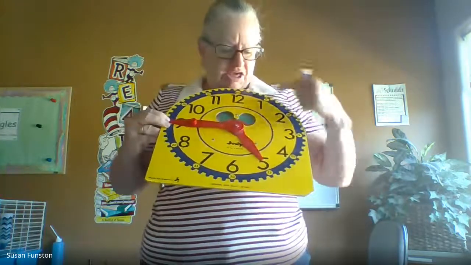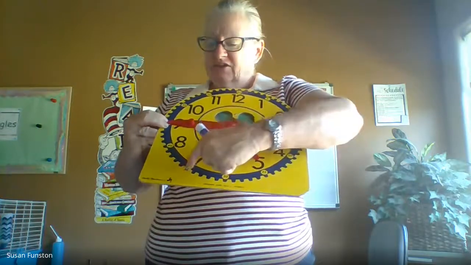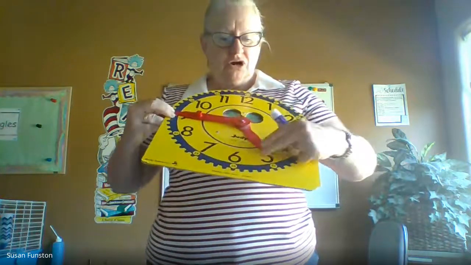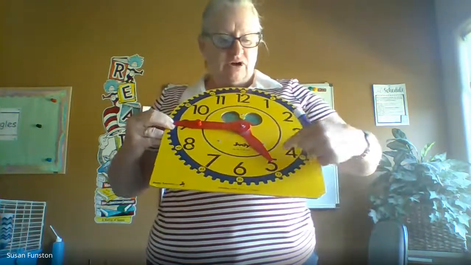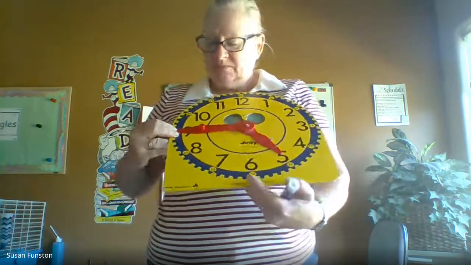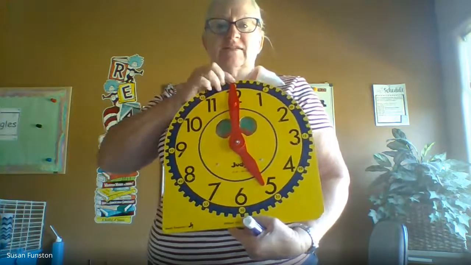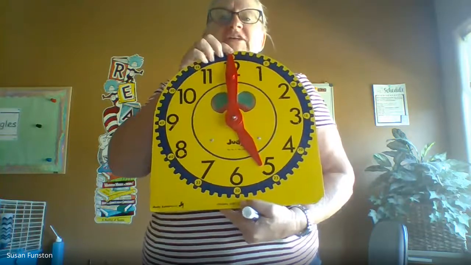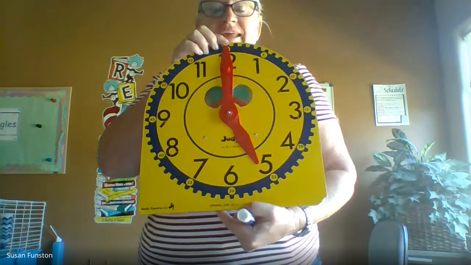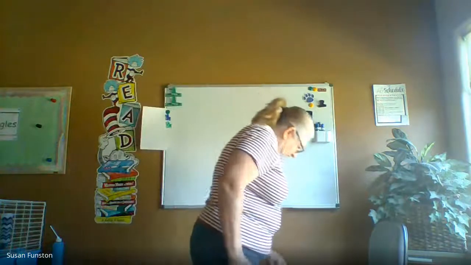We count by 5s. 5, 10, 15, 20, 25, 30, 35, 40, 45. So it is now 4:45. So our little hand, our hour hand, is almost to the 5. Okay, if I move 5, 10, 15 more minutes, on your whiteboard, tell me what time it is now. That's right, it's 5 o'clock. Good job.